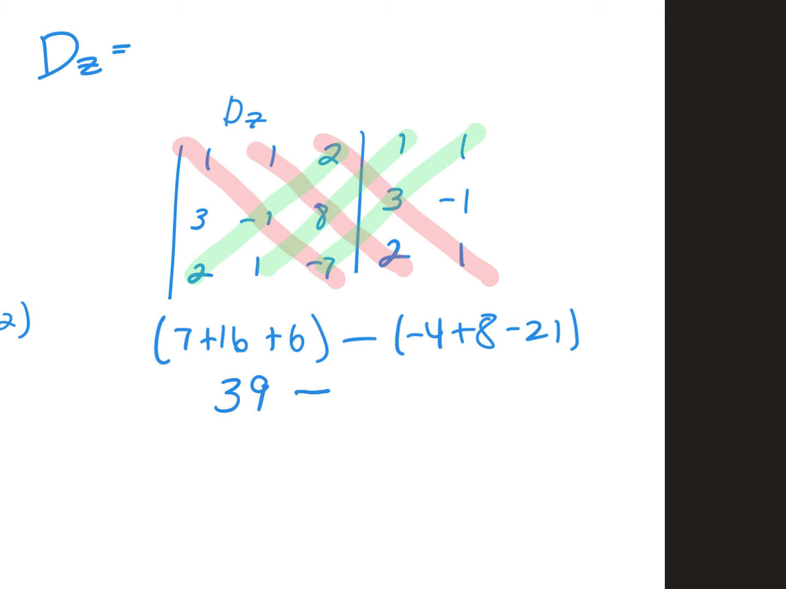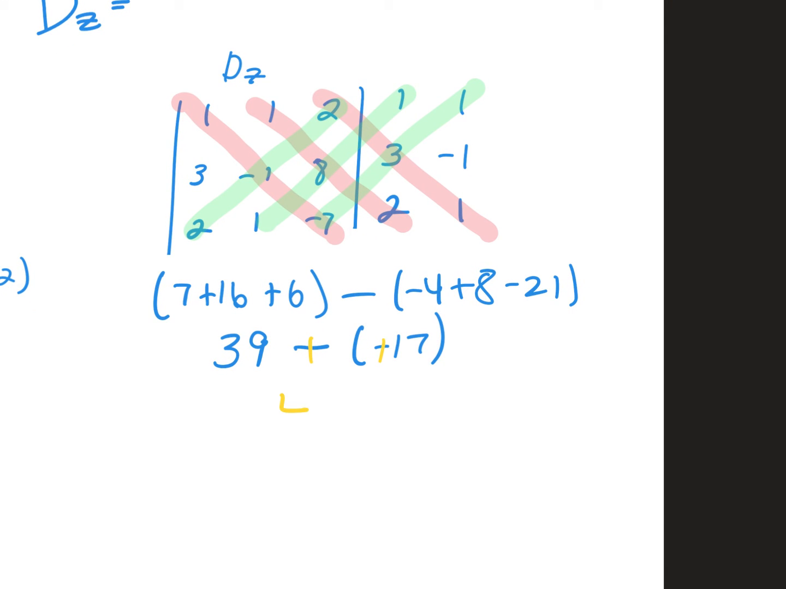Minus 17, so minus a negative 17. Yeah? What's 39 minus a negative gives me plus. What's 39 plus 17? 46. Okay, so this is 46.